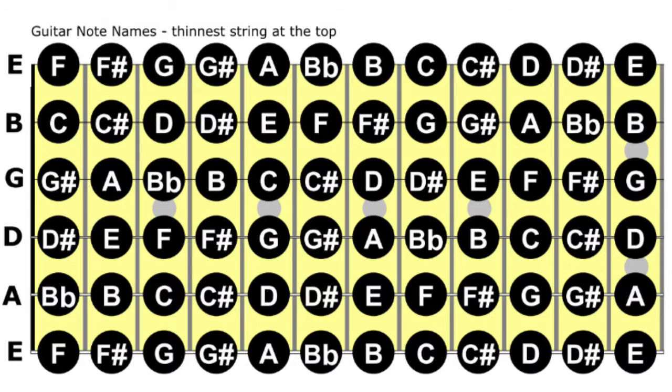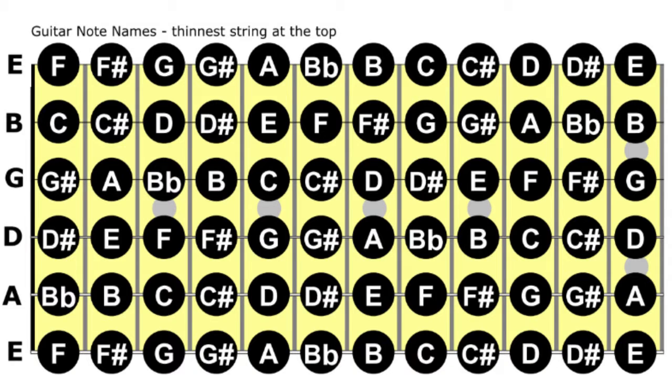First, a quick review. Note names always appear in the same sequence, A, B, C, D, E, F, and G. Look at the note name PDF that's found in your course materials. It's helpful to print this out and keep it handy. The chart shows that E and B don't have sharps.